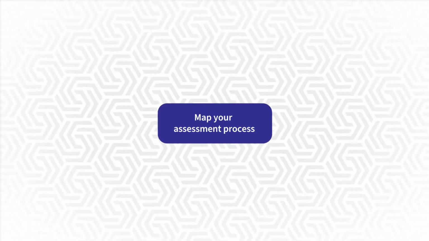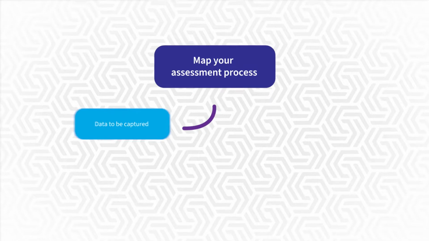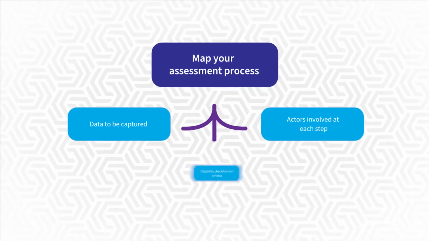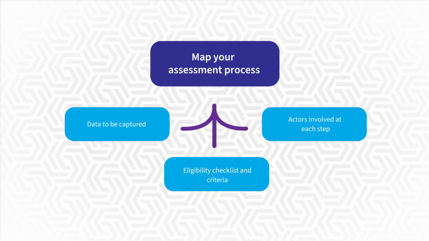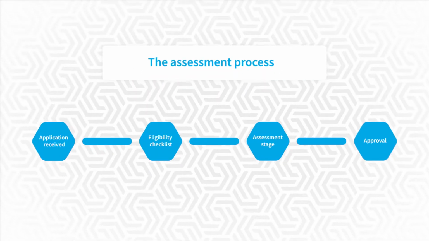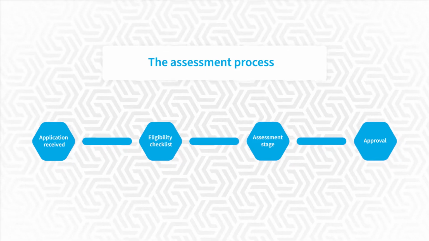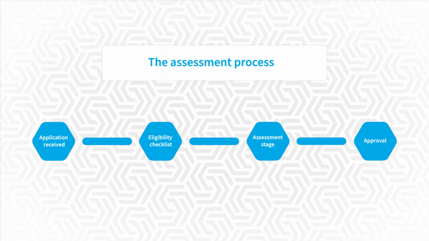Firstly, it is very important to be clear on the overall assessment process of your business, the data captured, and the actors involved at each step. Make sure you have the eligibility checklist and the questions for each criteria required throughout this process. The eligibility and assessment process, unique to your organization, can then be accurately reflected in Enquire using a combination of both internal and external assessors and workflows running in parallel or sequentially.